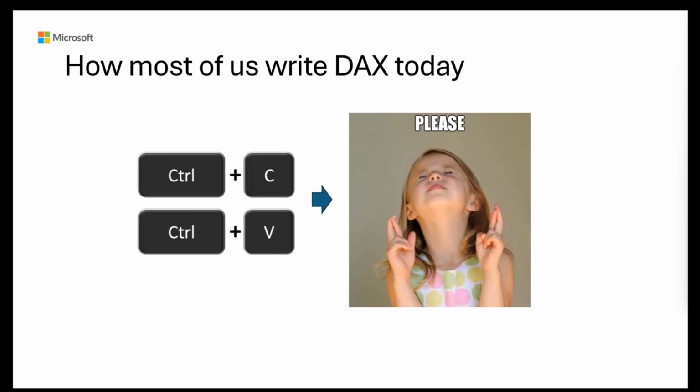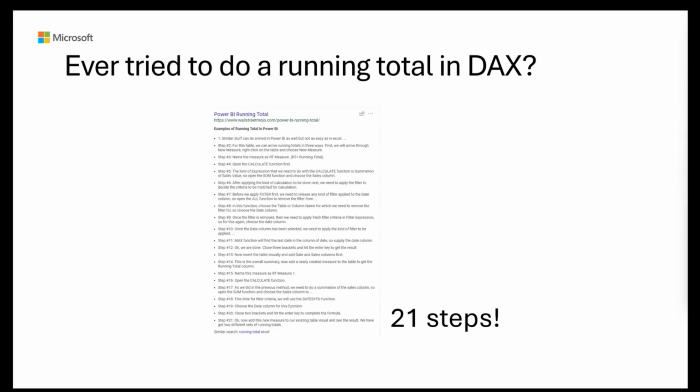So then you walk up to the leading BI tool in the world, Power BI, and you want to do a running sum. And it turns out that's not easy at all. In fact, if you start searching for it, you'll find that there are 21 steps to doing a running sum or a running total. It's all the same in Power BI. 21. Let that sink in for a second.